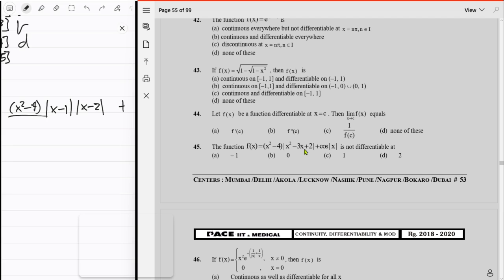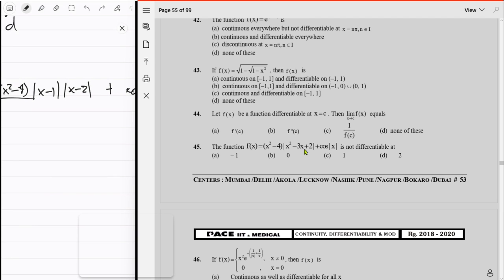So in the range 1 to 2 and 2 to infinity and negative infinity to 1, in those open intervals, this is differentiable because it's just a polynomial function plus cosine of x, right? But when we are going from one range to another, it might not be differentiable. So at 1, at 2, right?